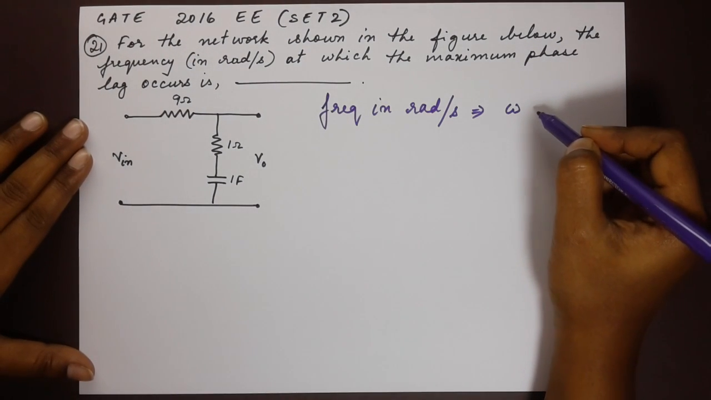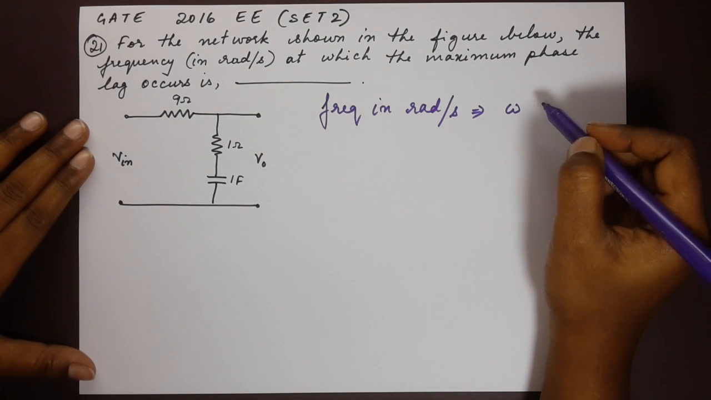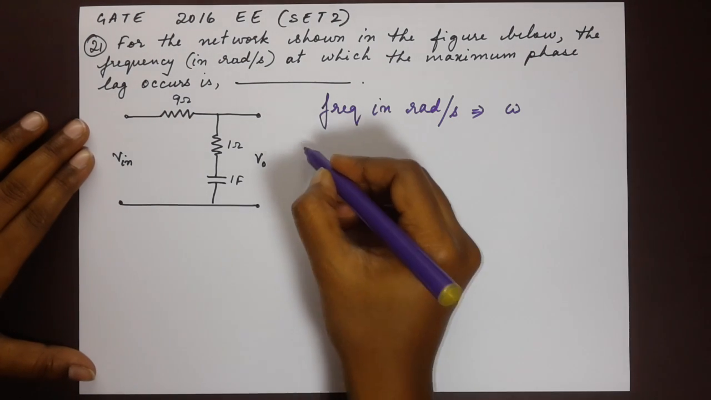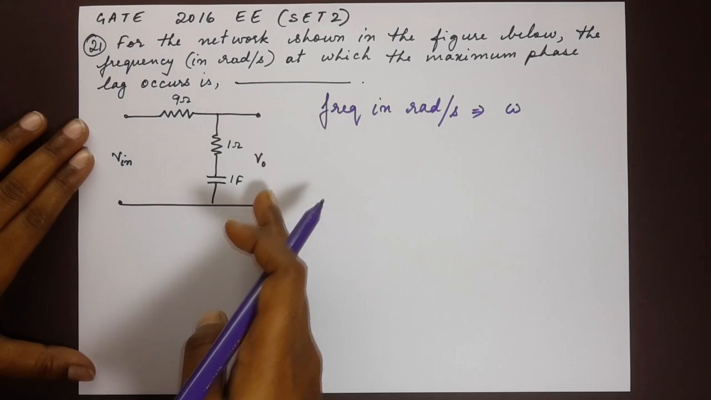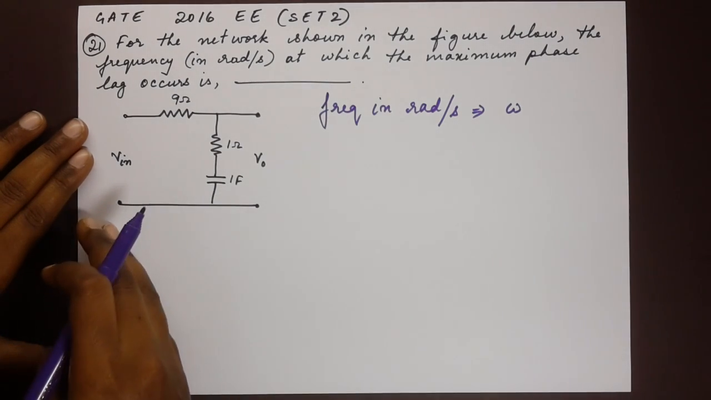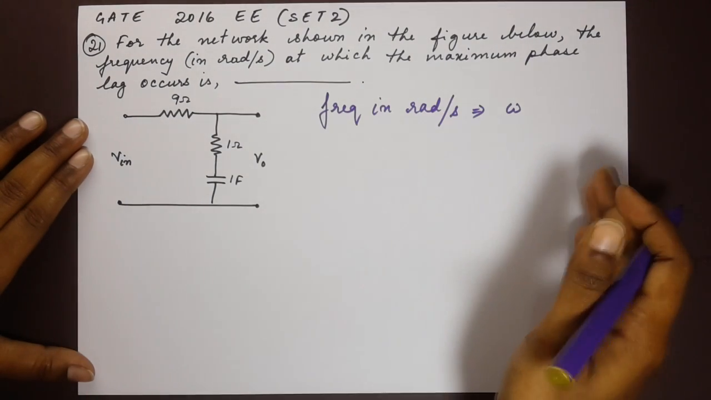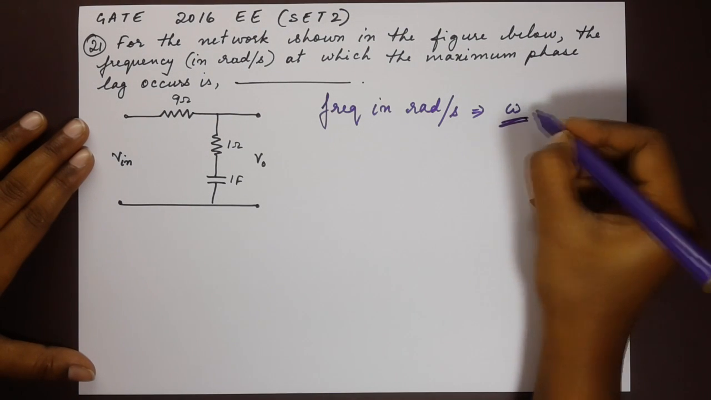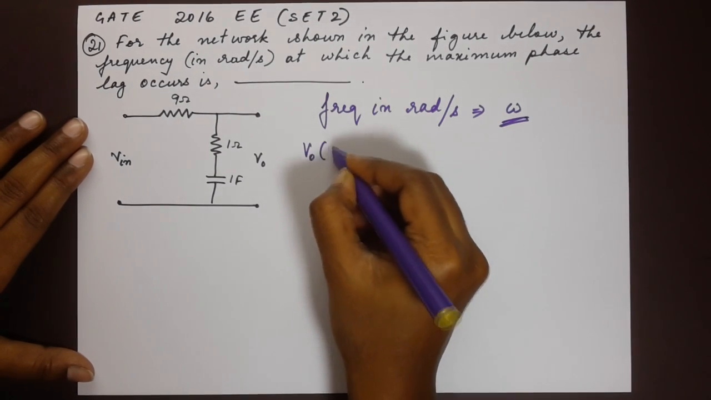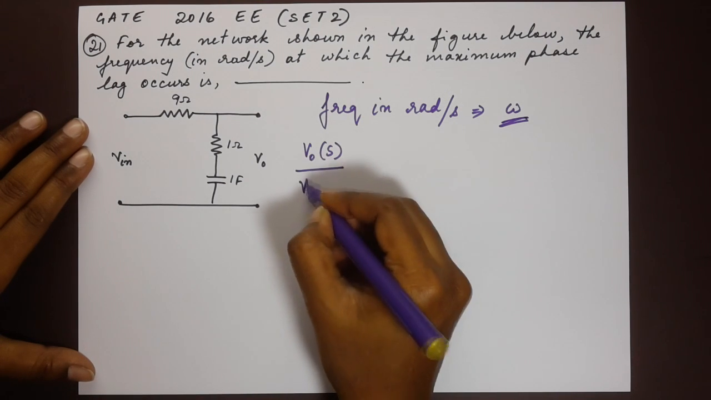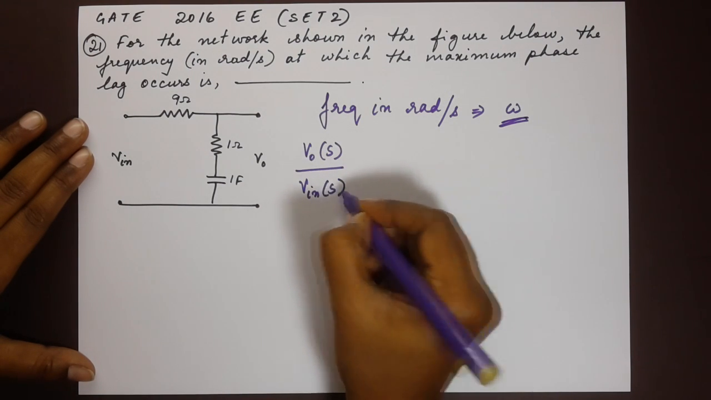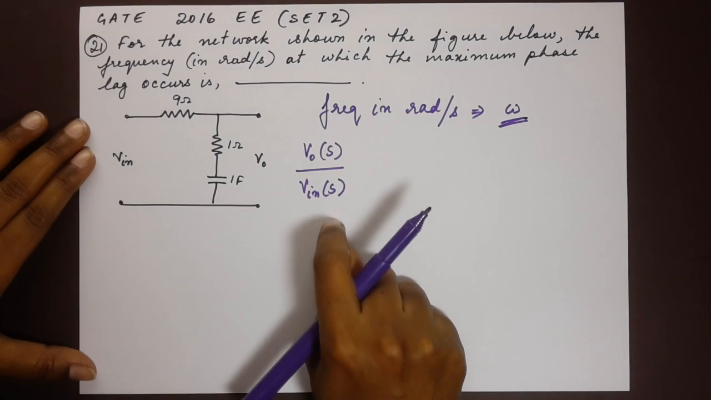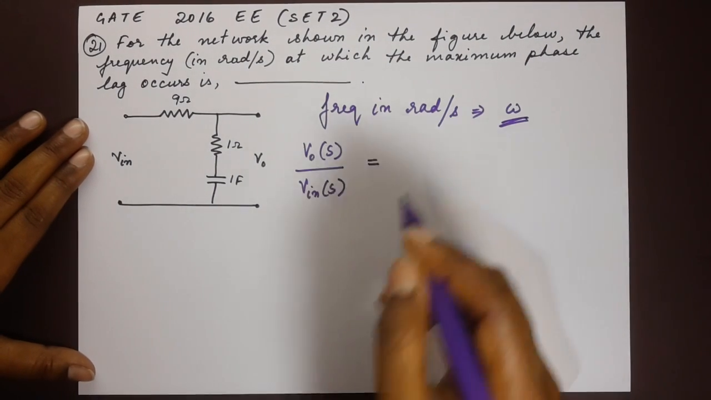So we need to find out the angular frequency omega, and in order to do that we would first need the ratio of the output to the input in terms of S. So that will help us find out what the angular frequency is. So V naught of S by V in of S is what we need to find out first. Okay, so V naught of S.